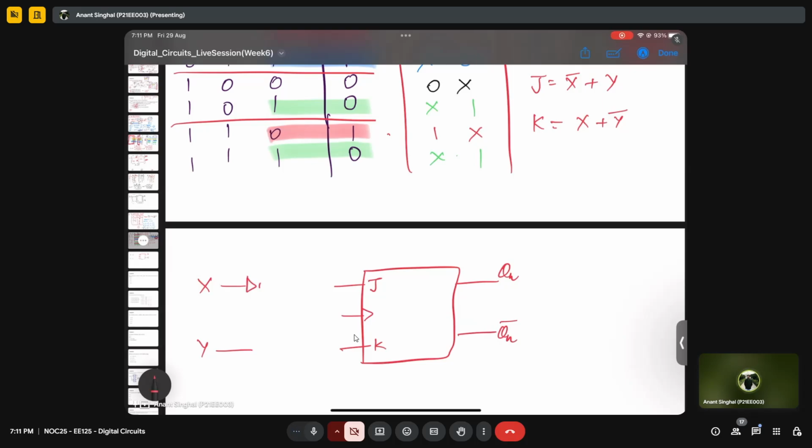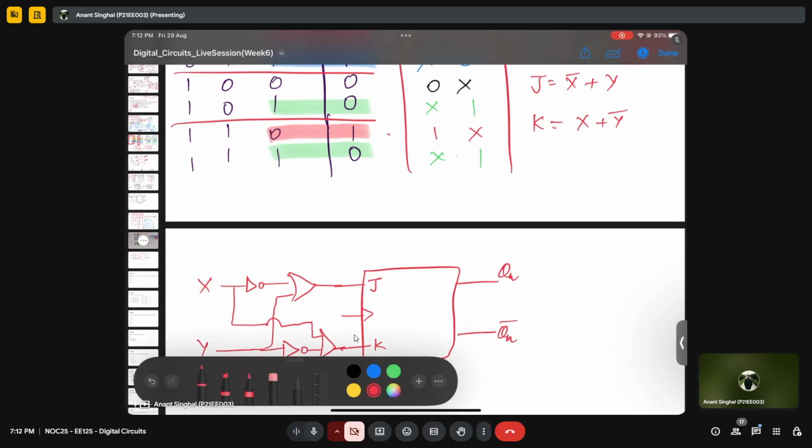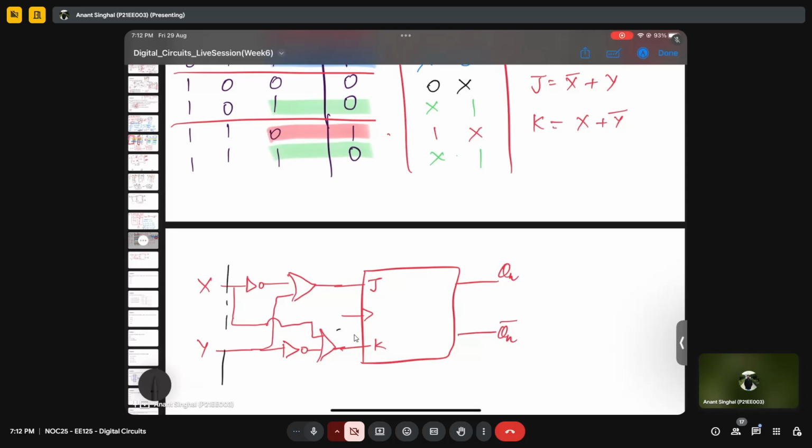If I do a not of this, plus Y is J. And X, now if I do a not of Y, plus of this is K. Now this box that you see is basically an XY flip flop using a JK flip flop.